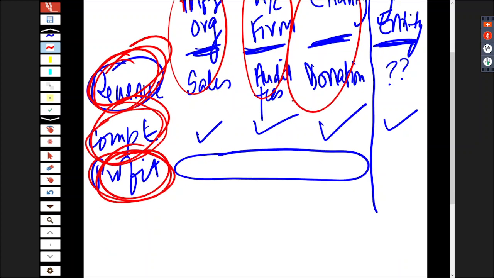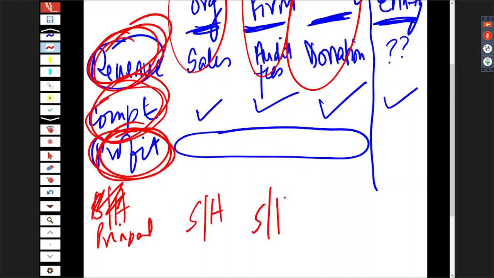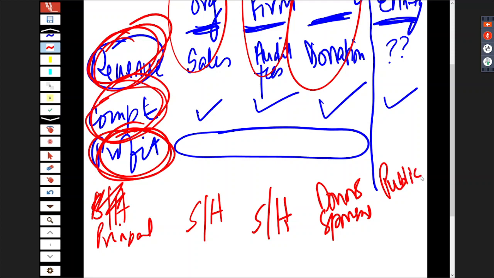Yes, there are some differences, like the shareholders. Here, let's say, the principal. The principal here would be shareholders. In a commercial organization, the principals or owners are shareholders. In a charity organization, the principals or owners would be donors or sponsors. In a government entity, the principals or shareholders are the public. Then the agents.